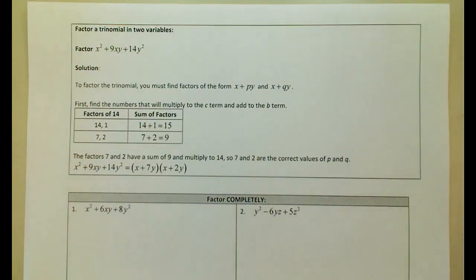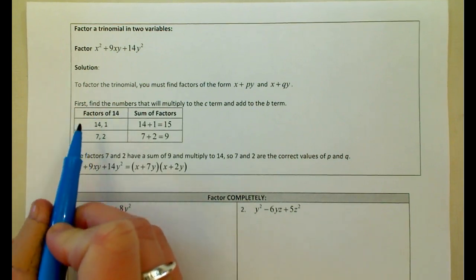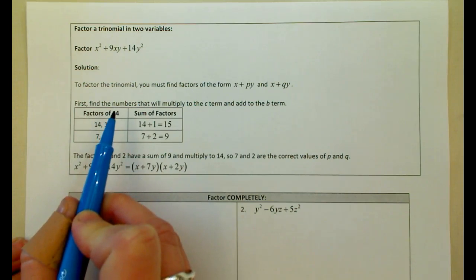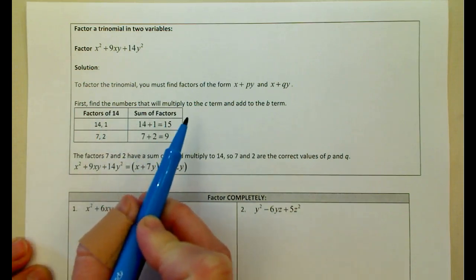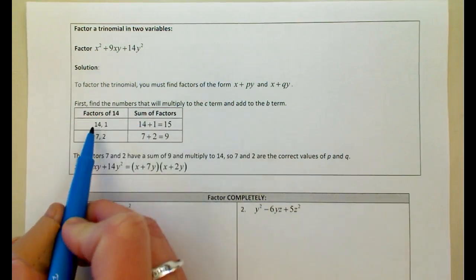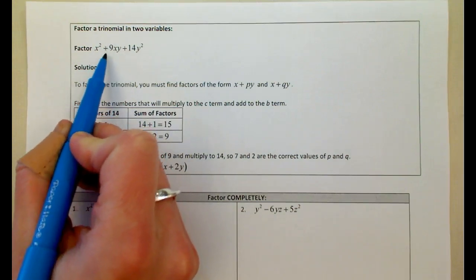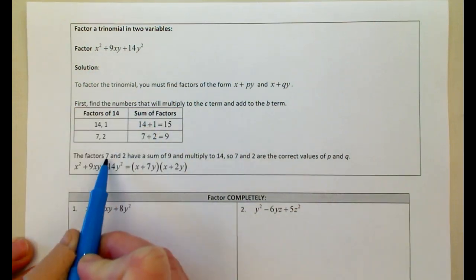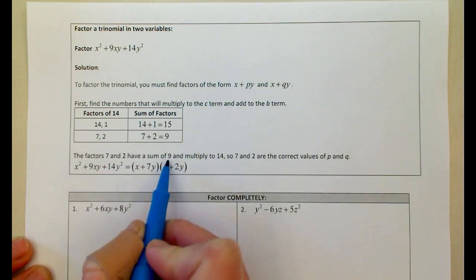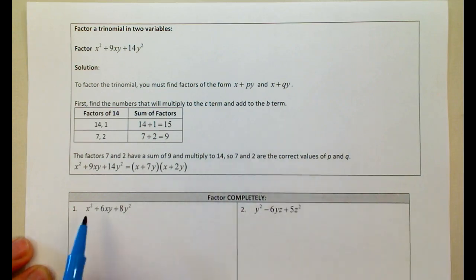Next we have factoring a trinomial with 2 variables. So here it kind of gives a written out explanation to this solution. It's not too hard. The first thing we always need to do is find the numbers that will multiply to the c term but add to the b term. So the c term in this case was 14, so I started to list off my factors of 14. And then I found the 2 that added to +9. In this case, 7 and 2. They have a sum of 9 and multiply to 14, so they are the correct values.